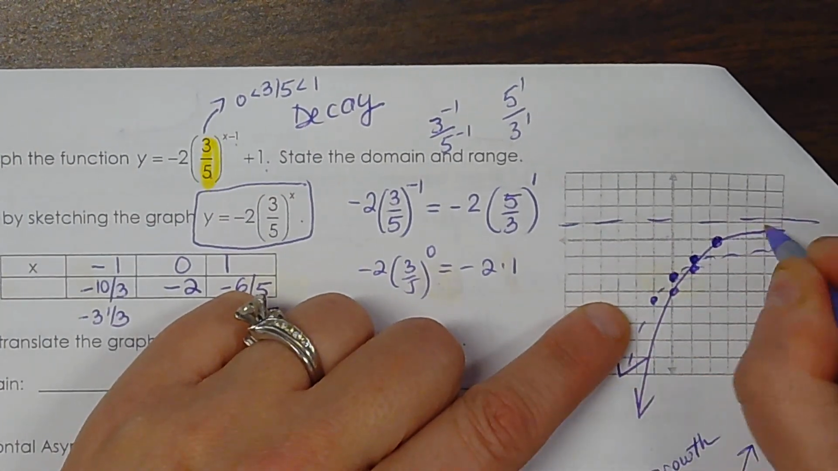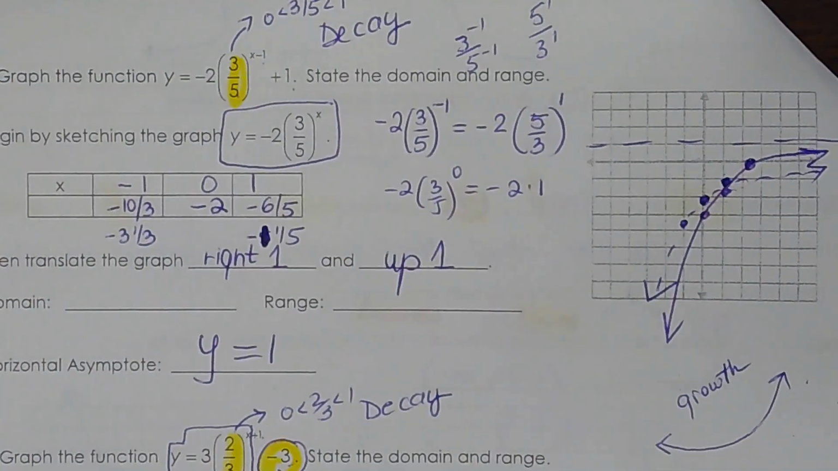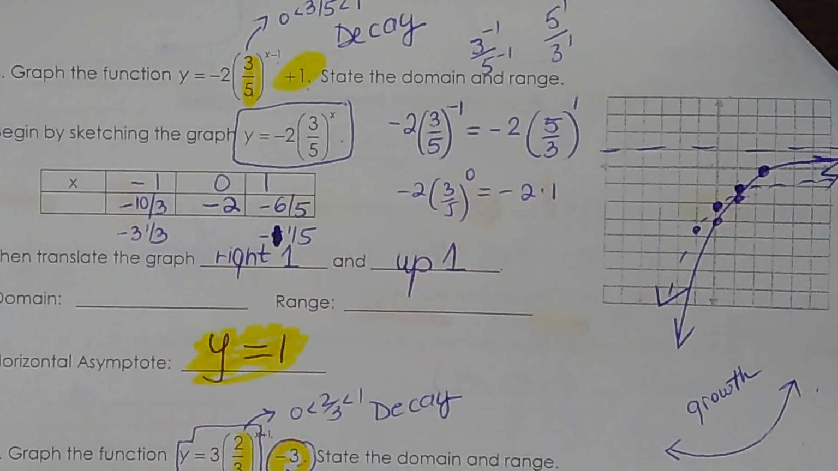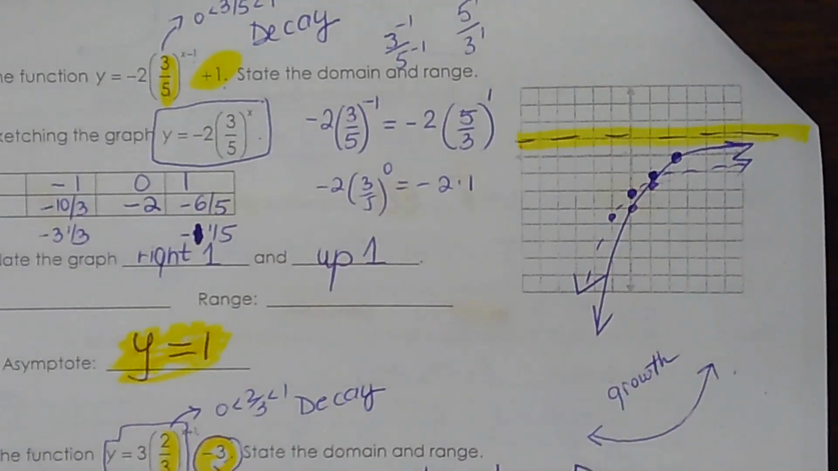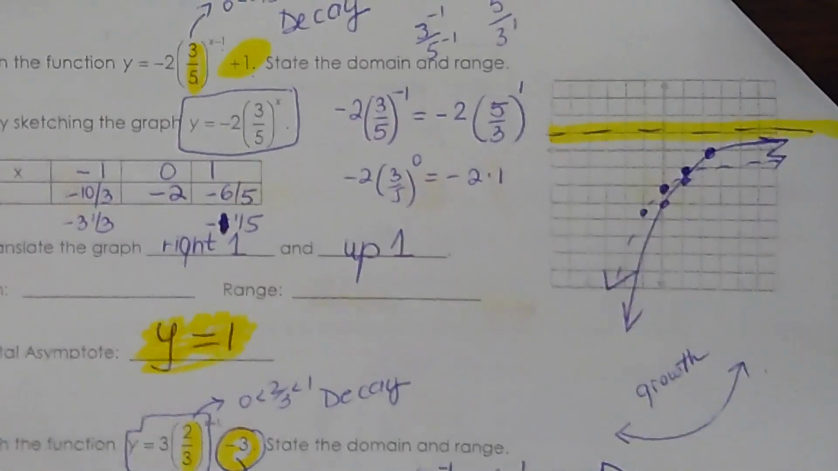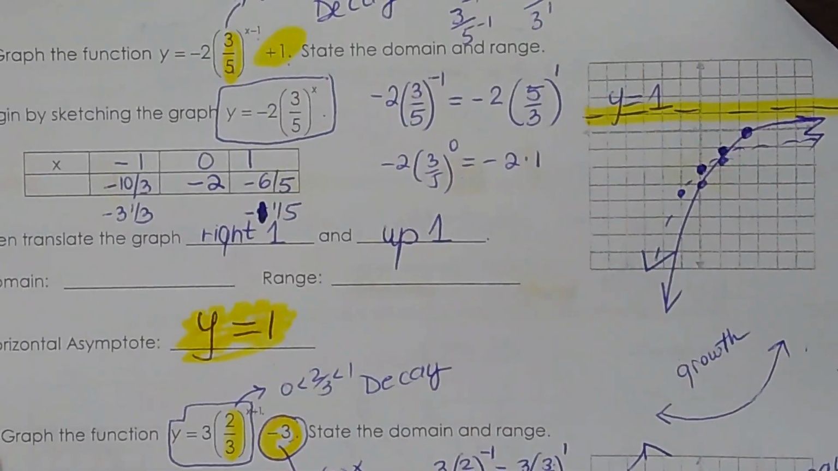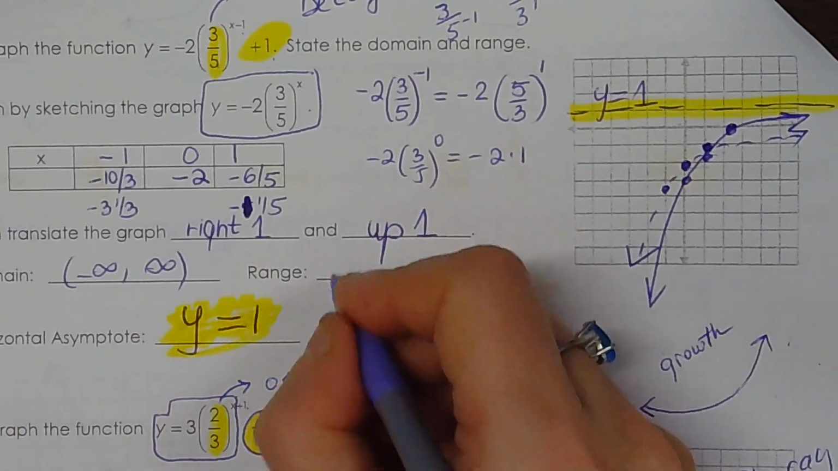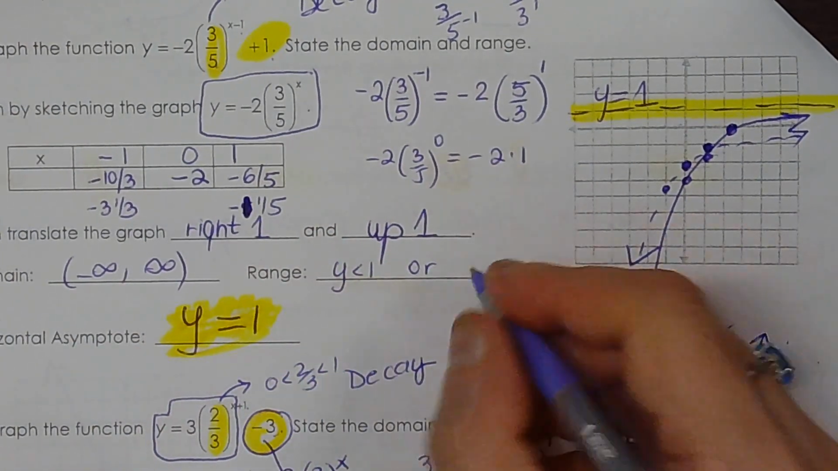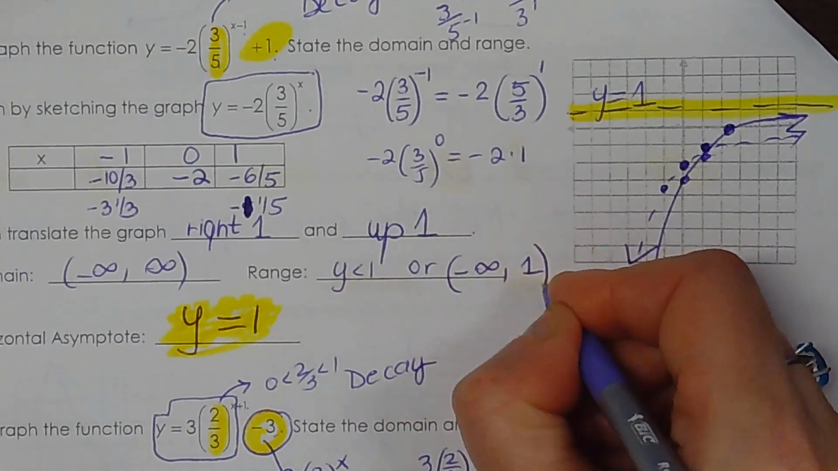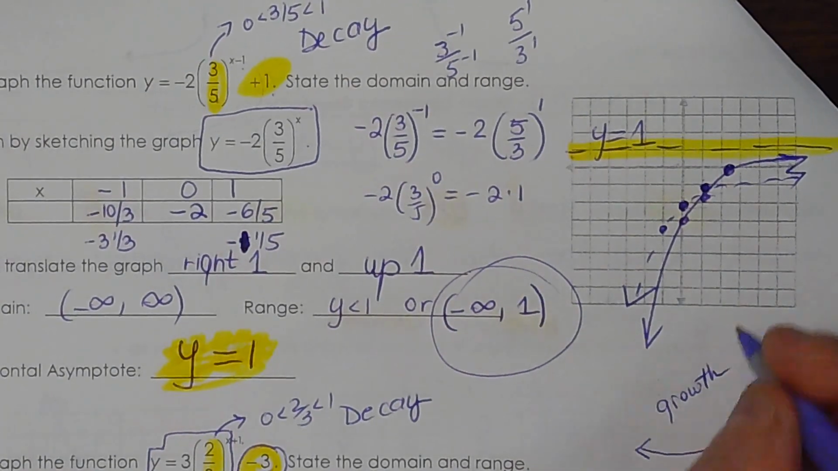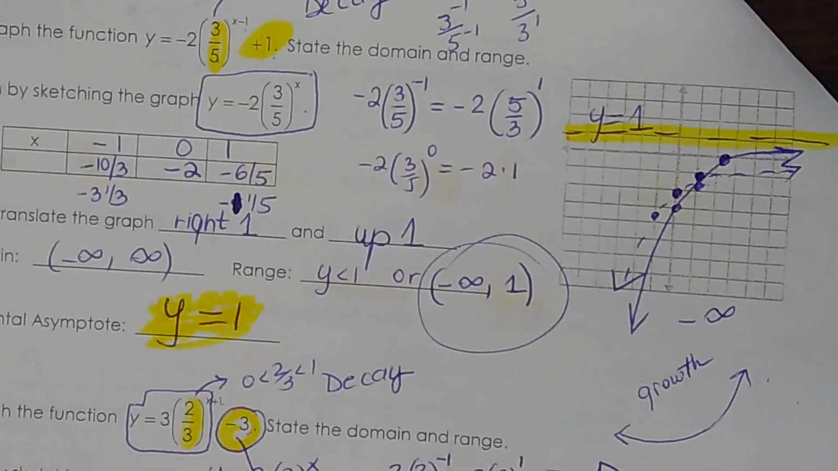So here's the new graph. It overlaps a little bit, which is okay. So the horizontal asymptote is your y equal to k, y equal to 1. So the graph should be below 1. Domain is negative infinity to infinity, and the range here is y is less than 1, or negative infinity to 1. Negative infinity goes before 1 on the number line.